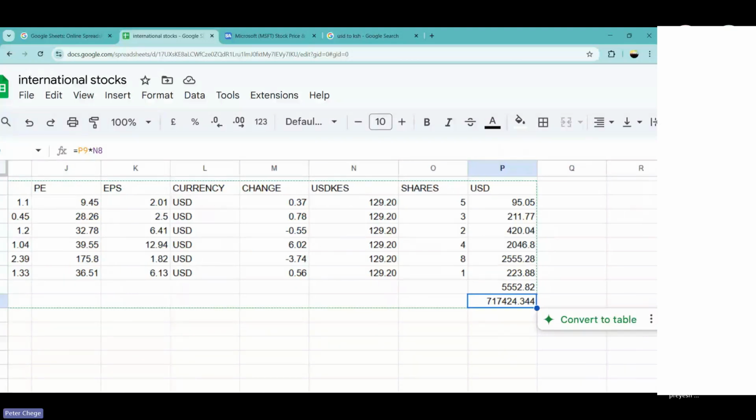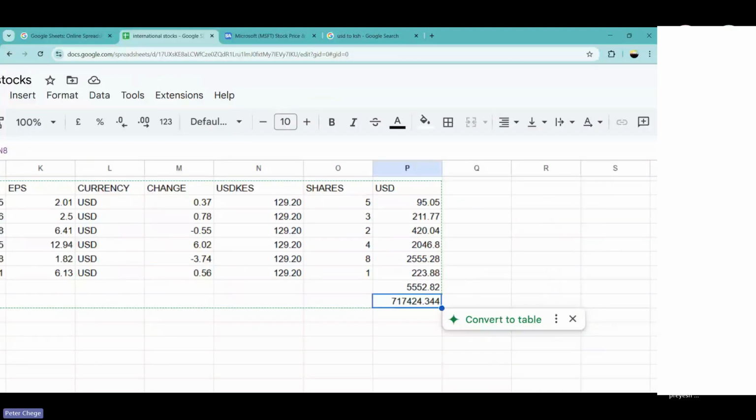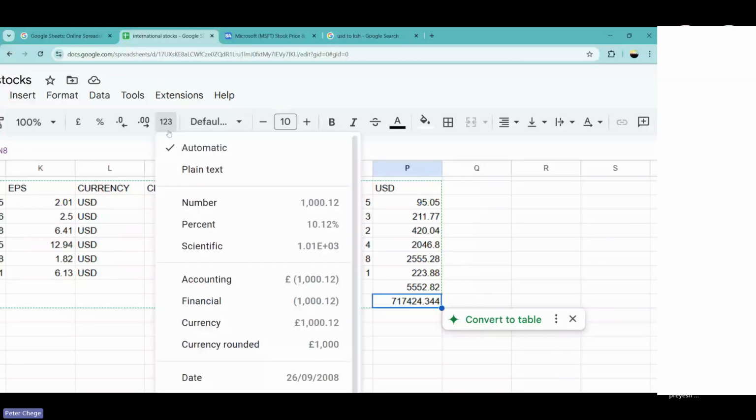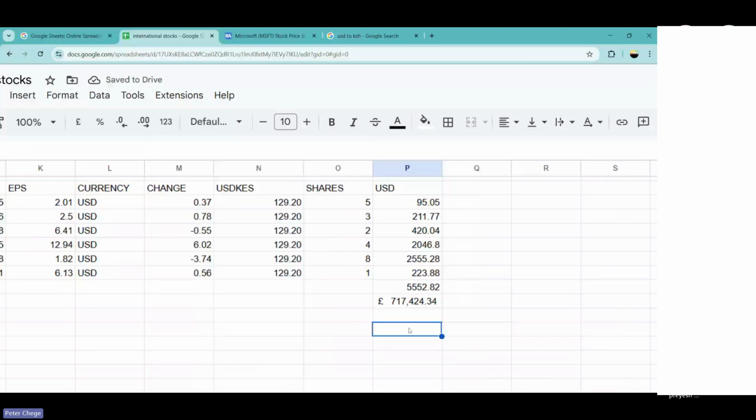I think I can first ignore that for now because it might take some time. Let me see. Financial accounting, so that it has that figure. But this is in Kenya shillings. It's not in dollars. Ignore that euro sign.